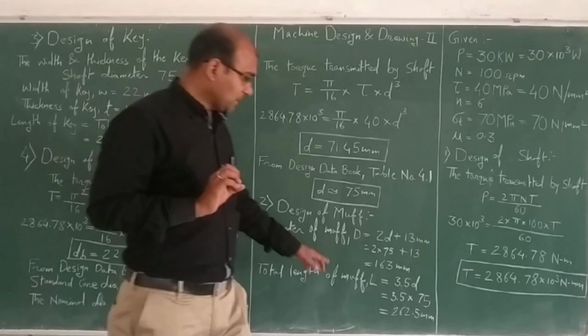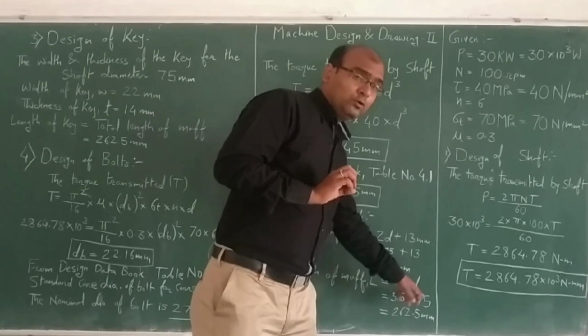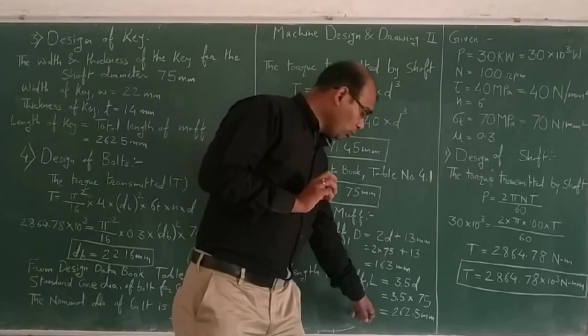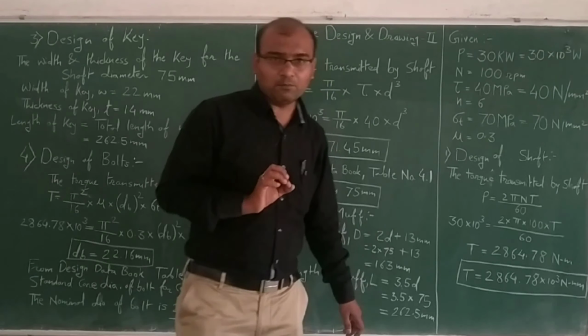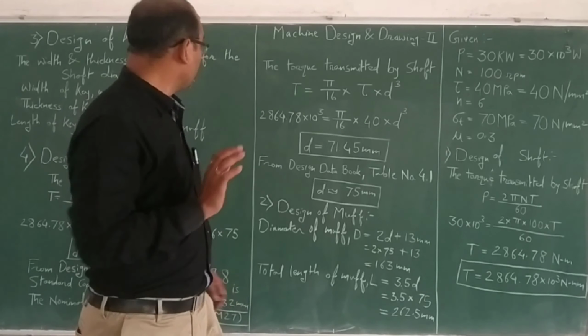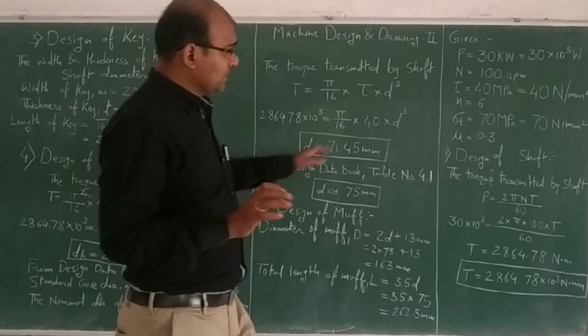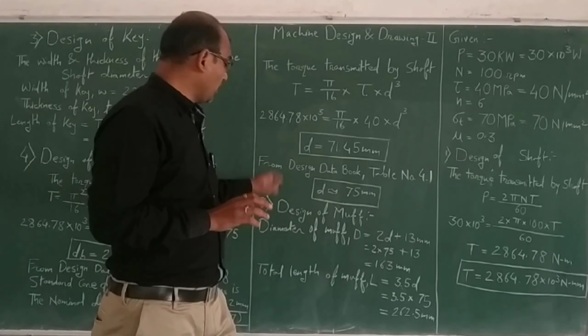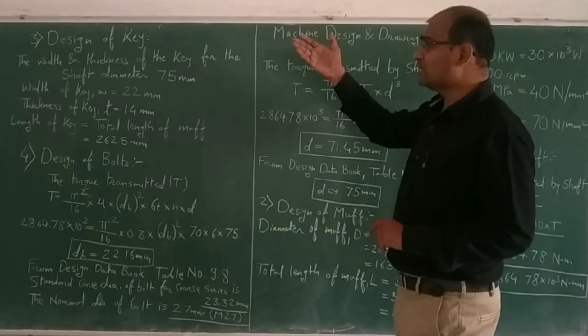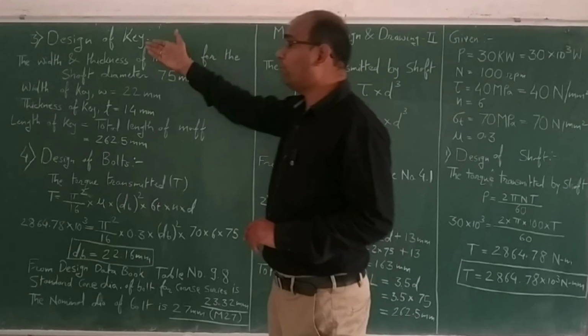That's why capital L is equal to 3.5 into 75, and the value of capital L is 262.5 mm. That is your total length of muff. Now the design of shaft and design of muff are already concluded. After that, the next step is the design of key.